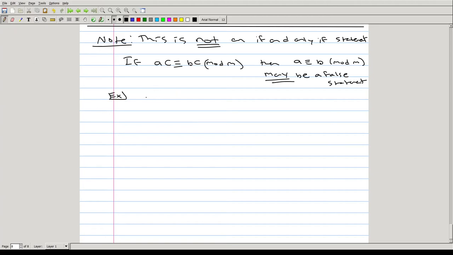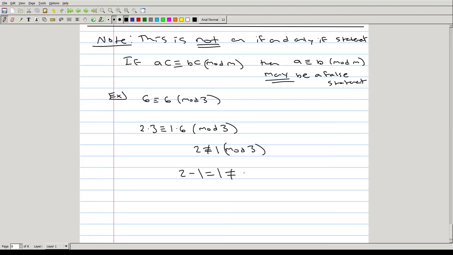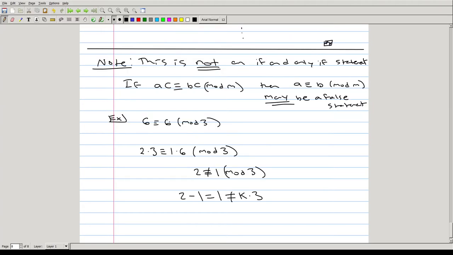Take, for instance, 6 is congruent to 6 mod 3. 6 is 2 times 3. 6 is also 1 times 6. This is saying that 2 times 3 is congruent to 1 times 6 mod 3. However, we clearly have that 2 is not congruent to 1 mod 3. This is because 2 minus 1 is equal to 1, which is not equal to any integer k times 3. So be very, very careful that you're moving in the correct direction if you're going to use this theorem.